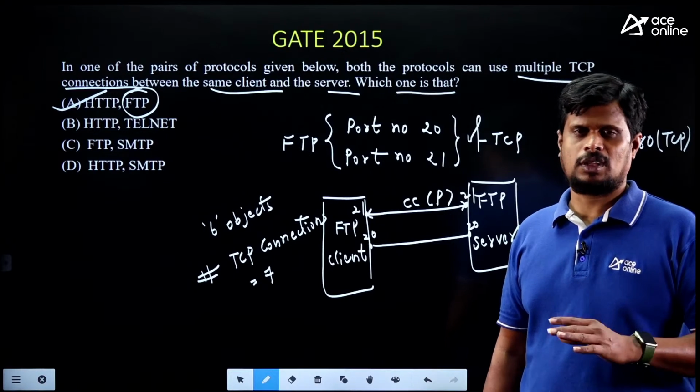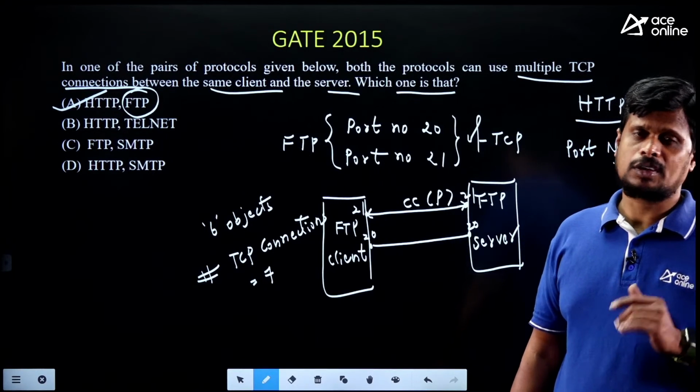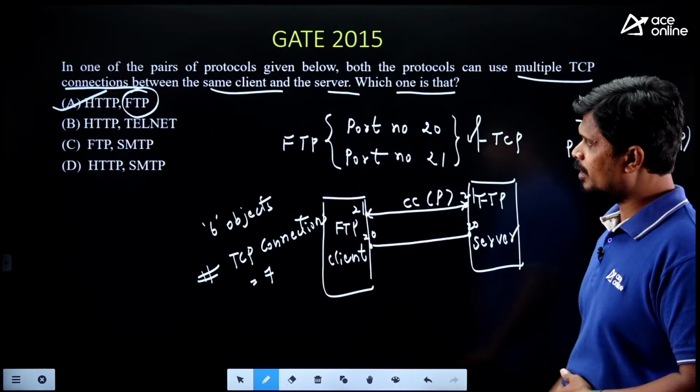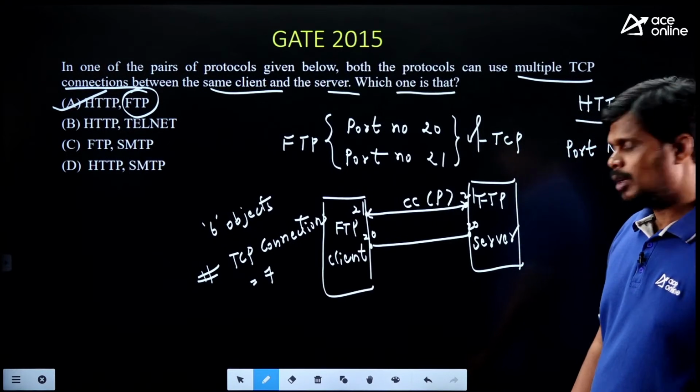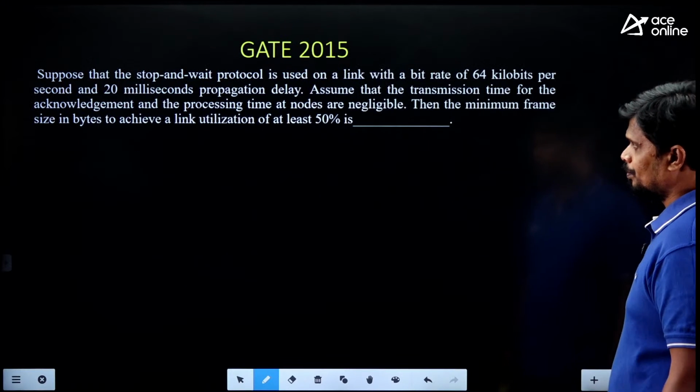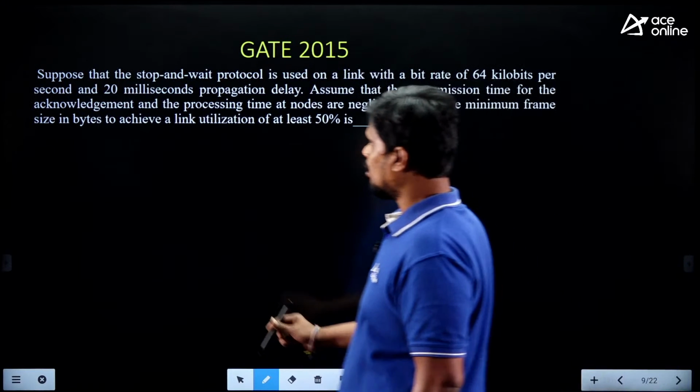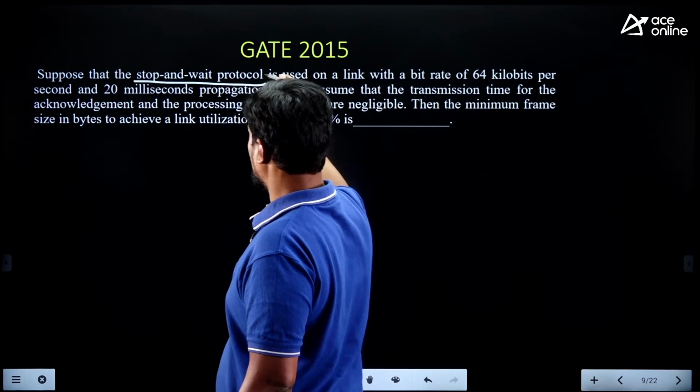So we discussed everything in our classes. We have defined everything in our classes, right? So this is what the description about this particular question. Option A is the answer for this. So let's move to next question. So this is the question we have on stop and wait protocol.